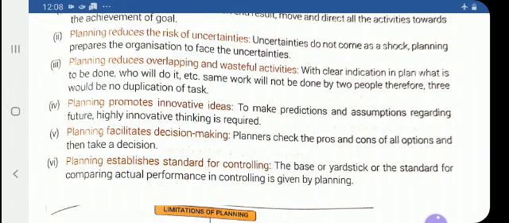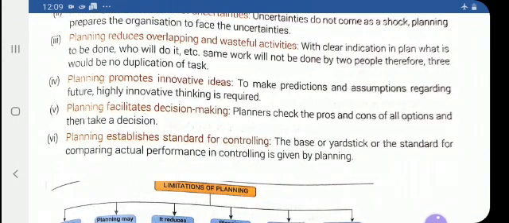And next is planning establishes the standard of controlling, that is, it provides the base or yardstick or the standard for comparing actual performance in controlling, which is given by planning. What do you mean by controlling? Controlling means comparing between planned and actual output, and if there are any variations between them, then finding out the reason for such deviations and taking measures to rectify the deviations.